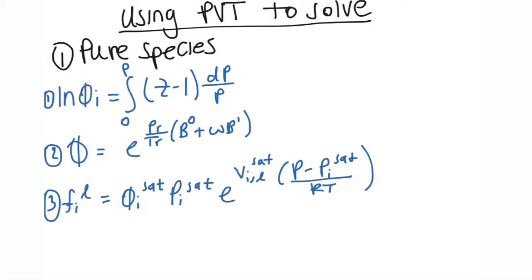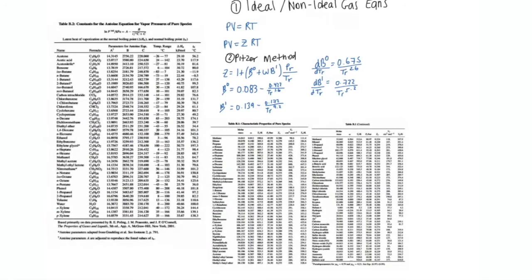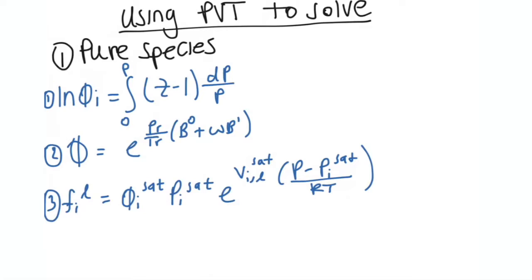Okay, so that's something that we assume when we do have an ideal liquid solution. All right, using PVT to solve. So now we're going to go back to what we know about PVT, what we've learned in our equations of state video. Here I'm going to divide this into pure species, and then I'm going to go into mixtures and solutions later on. So number 1 is pure species. That's what we're looking at for PVT.